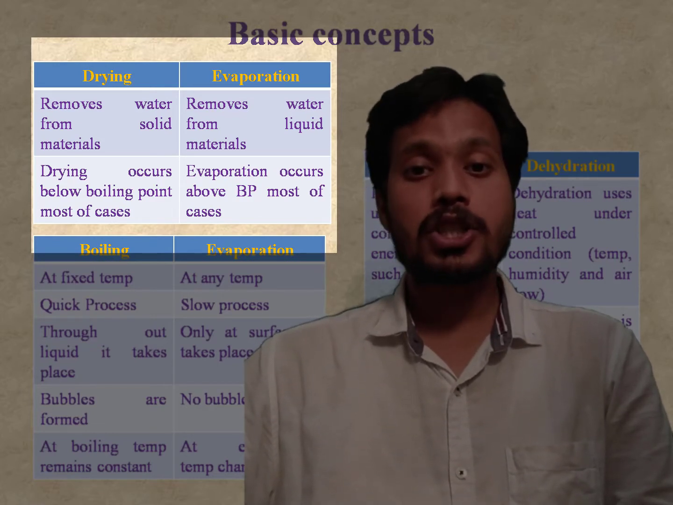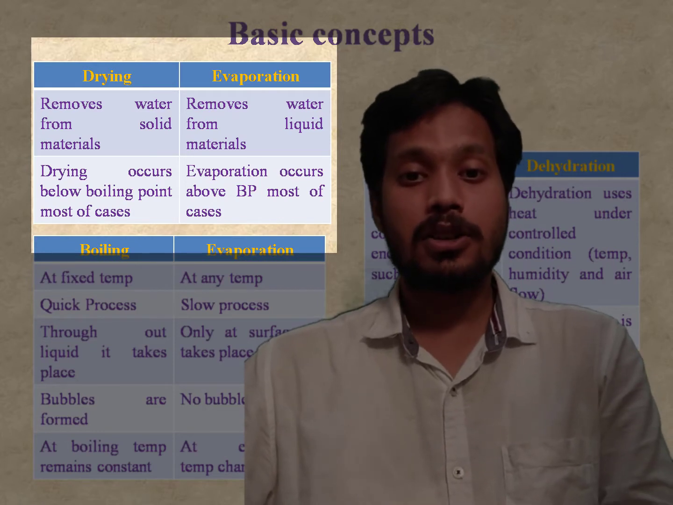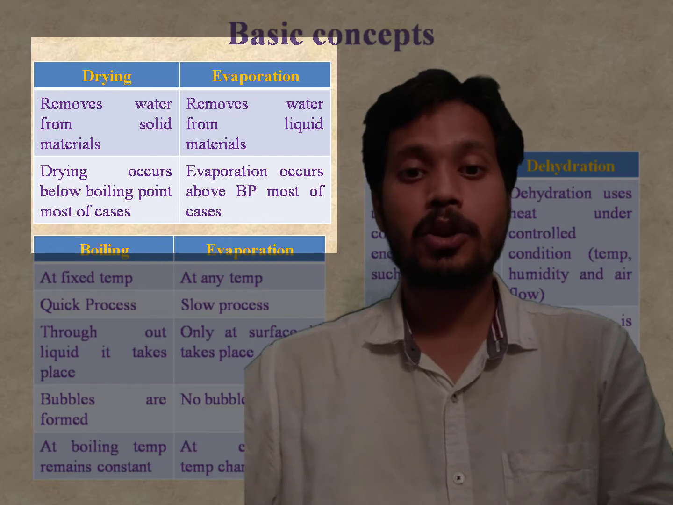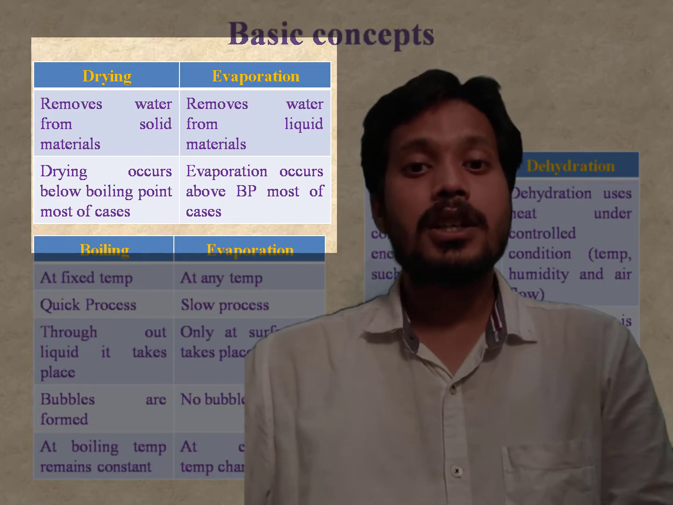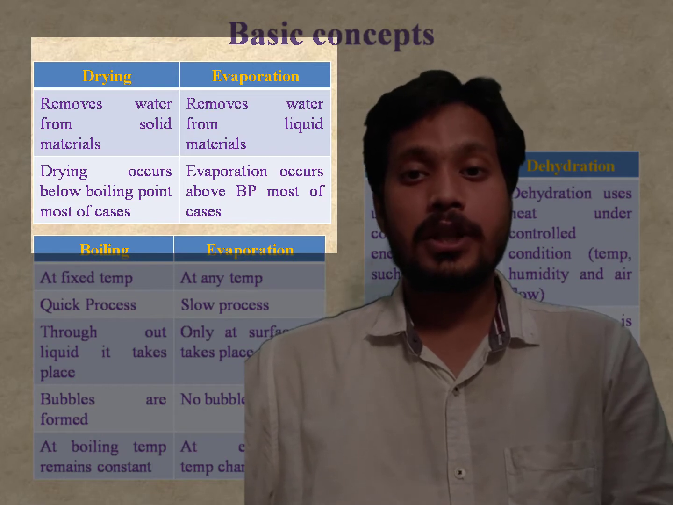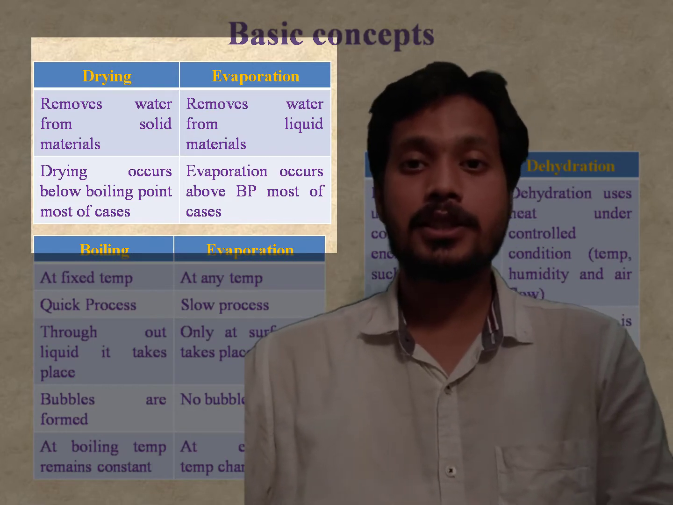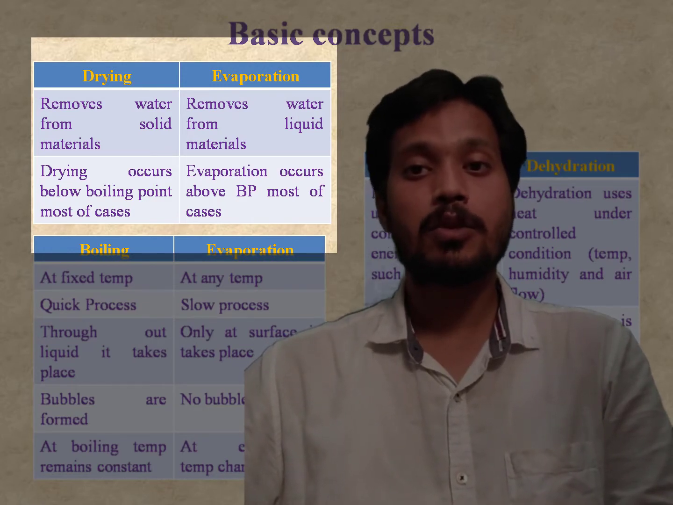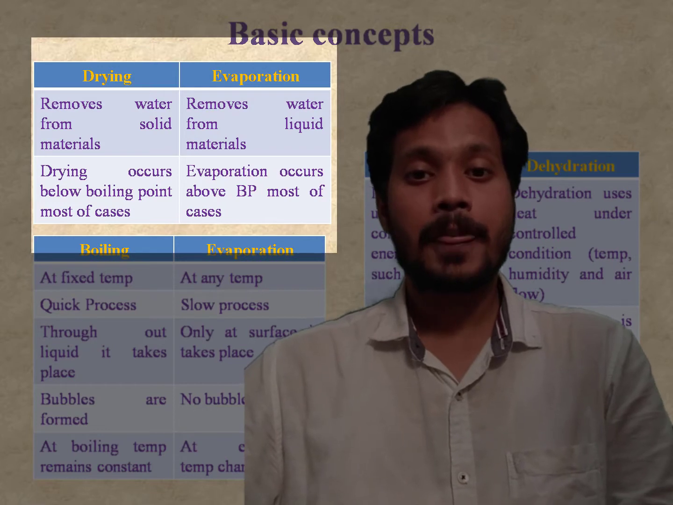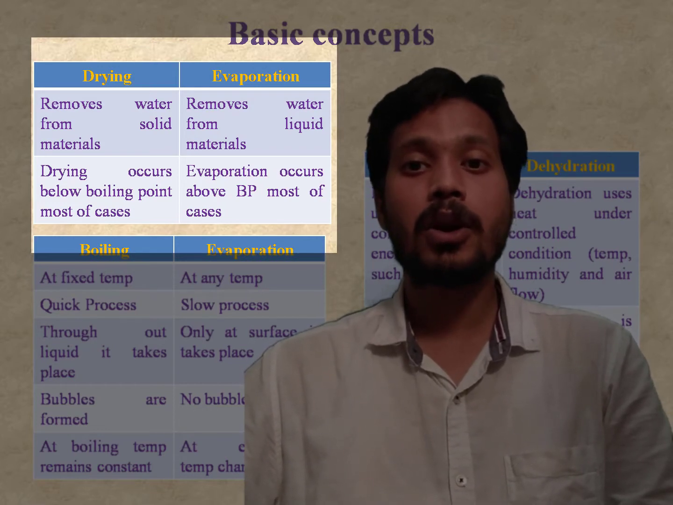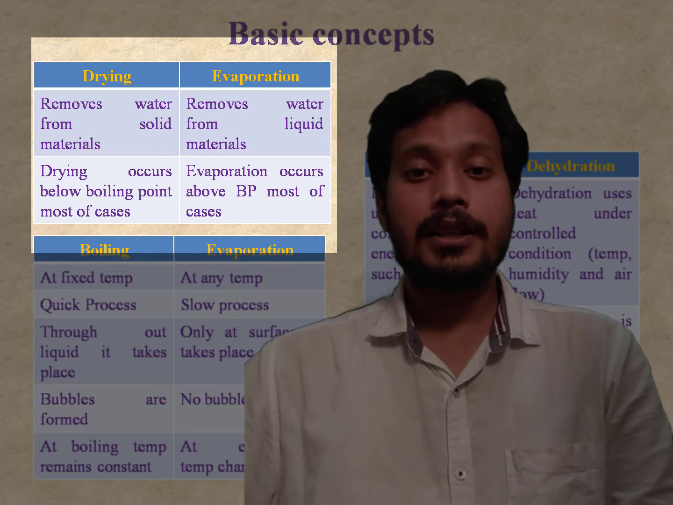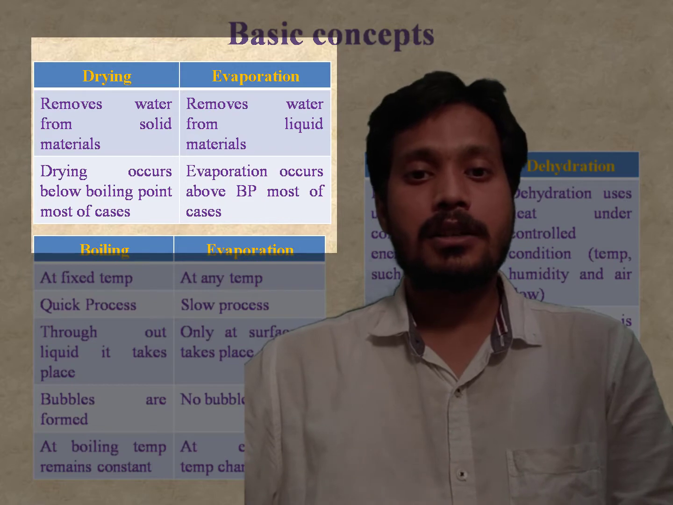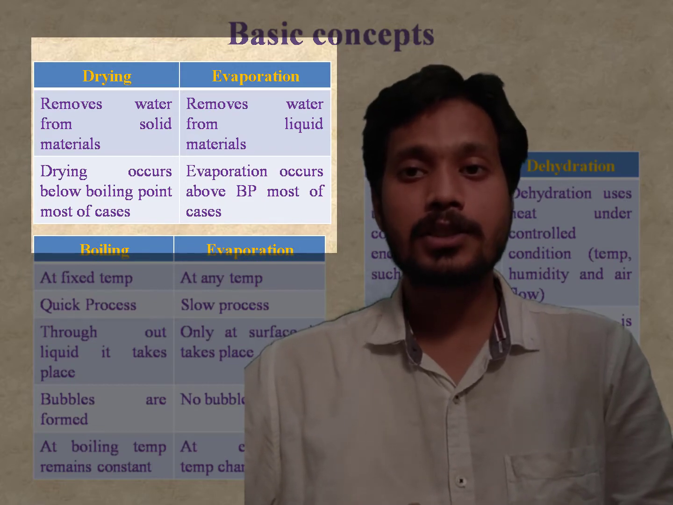Drying removes moisture mainly from a solid body, or the output we get from drying is a solid body, whereas in evaporation the output is liquid. You see here in the slides it's written: drying removes water from solid materials, evaporation removes water from liquid materials. Next, drying occurs below boiling point in most cases, and evaporation occurs above boiling point in most cases, but it's not true every time.